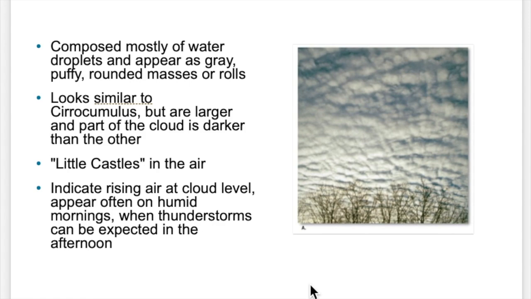They're composed mostly of water droplets and appear as gray, puffy, rounded masses or rolls. They look similar to the cirrocumulus that we saw with that fish scale mackerel sky pattern, but these are larger and part of the cloud is darker than the other. The nickname for these clouds is little castles in the air. And these types of clouds indicate rising air at cloud level, appearing often on humid mornings when thunderstorms can be expected in the afternoons.